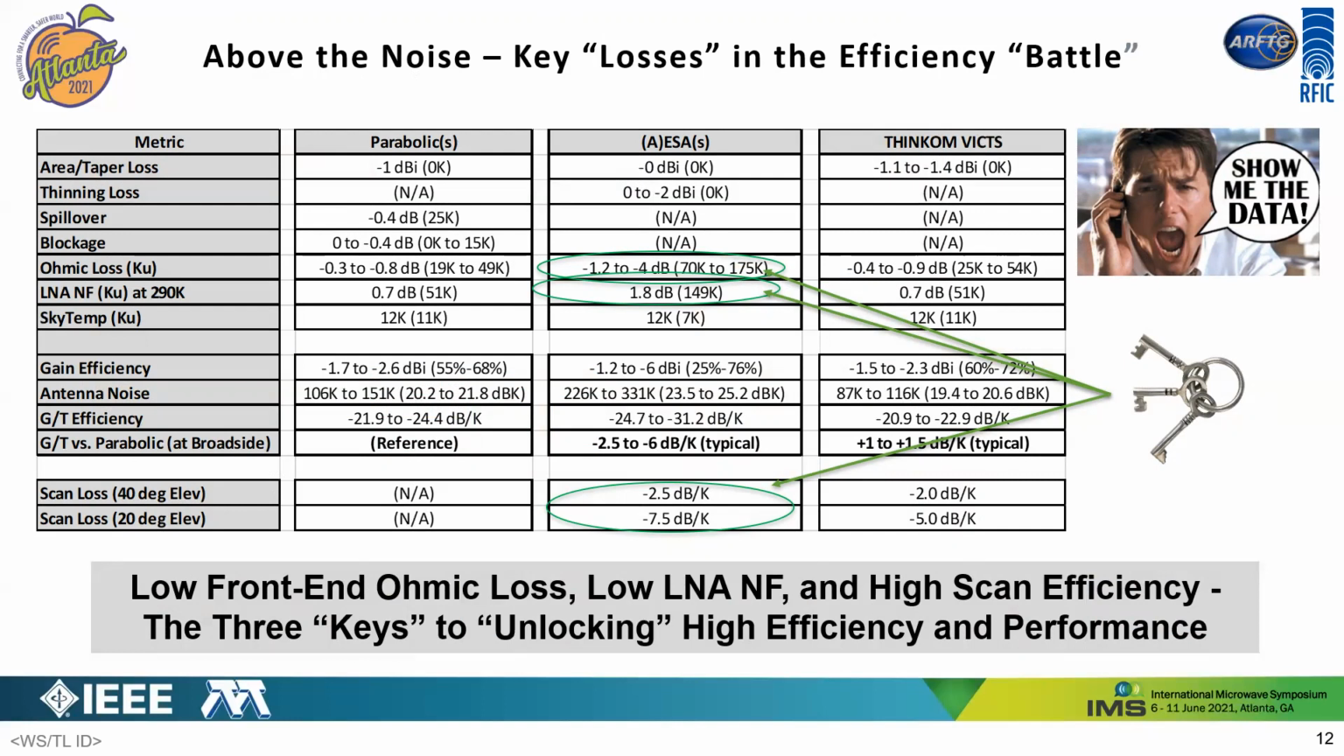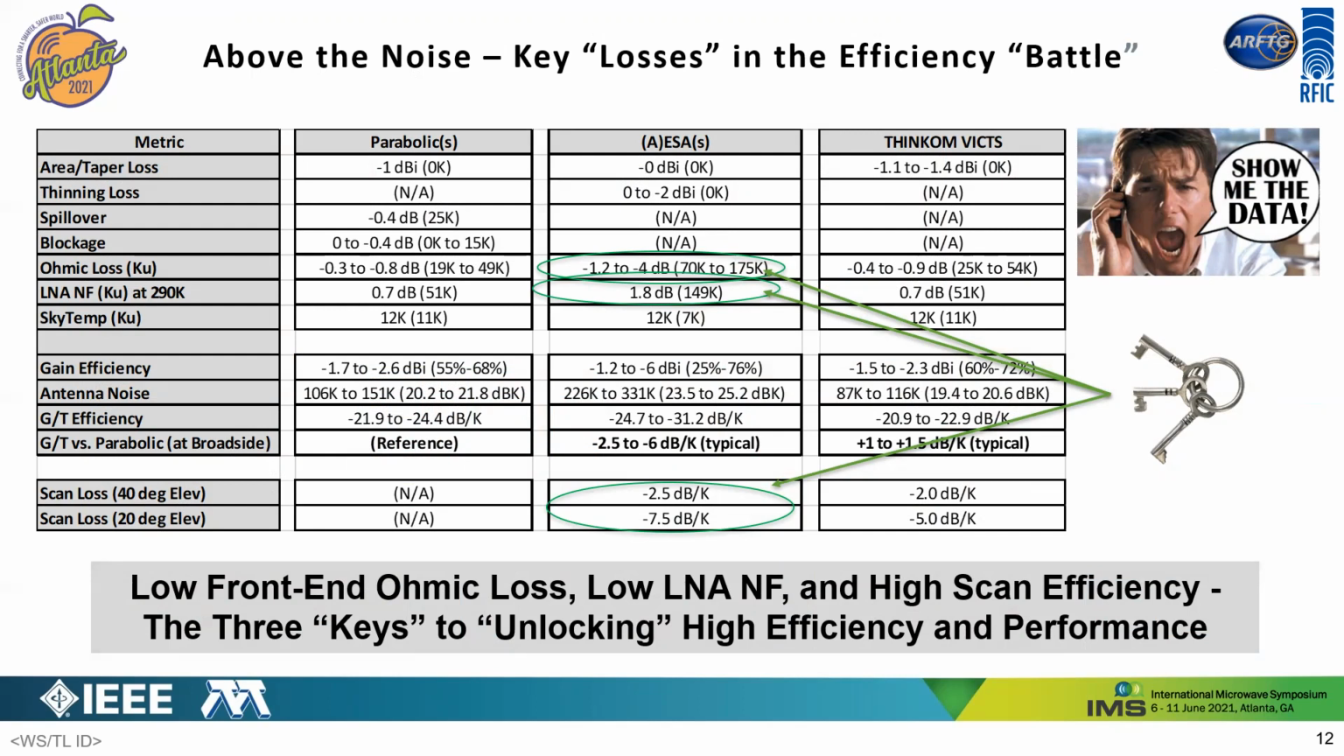Ohmic loss would be the diplexer in a parabolic system, or would be the LNA to radiator, perhaps a polarizing part, in AESAs. The LNA noise figure is pretty much common. Discrete, packaged LNAs can generally do a better job in terms of a lower noise figure than MMICs, but MMICs continue to get better. There's the sky temperature, which is of course common to all the systems. So when you roll all that up, you get gain efficiency and antenna noise, which roll up to G/T efficiency.